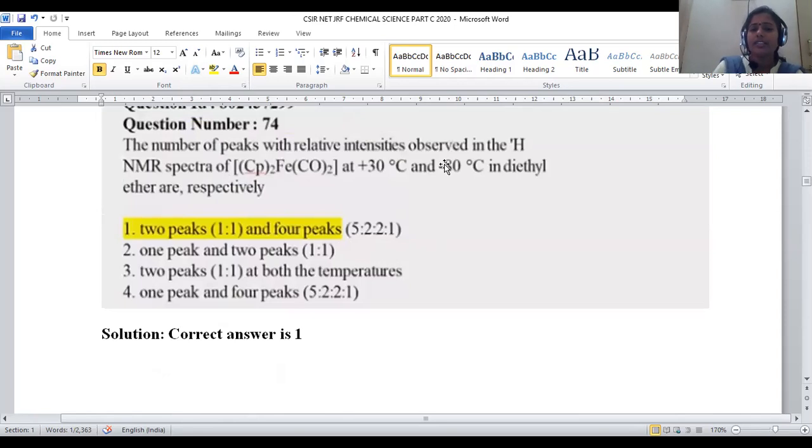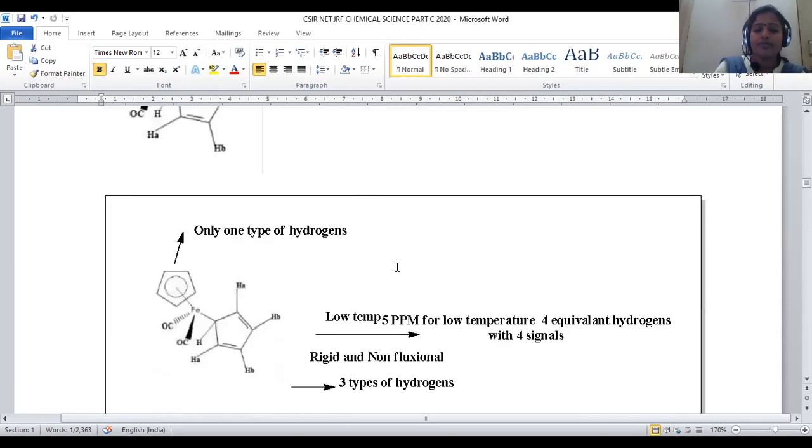The intensity ratio at this low temperature of minus 80 degrees, because it is a rigid molecule and flexibility is missing, so the possible peaks are 4, and 5 is to 2 is to 2 is to 1 is the peak intensity ratio. Let us apply 30 degrees centigrade within the molecule.